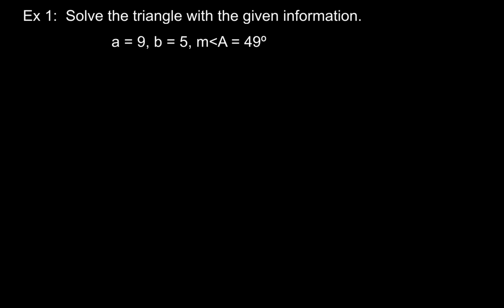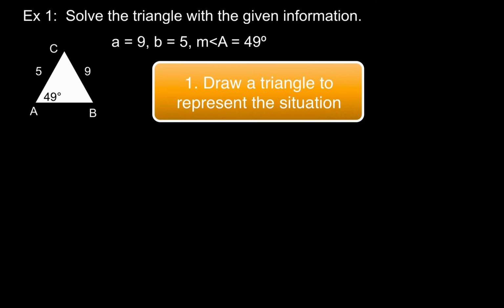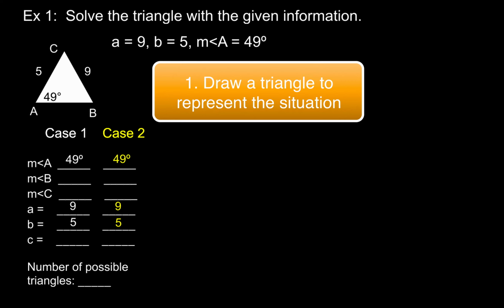Alright, so let's take a look at our first example. Here it says solve the triangle with the given information. a is 9, b is 5, and the measure of angle A is 49 degrees. Now there's 2 steps right off the bat that I want you to do. First thing is draw a triangle to represent the situation. The second thing is to make this chart here.